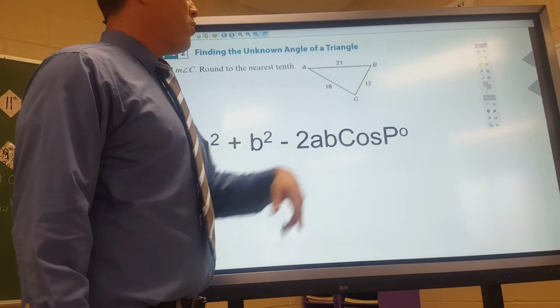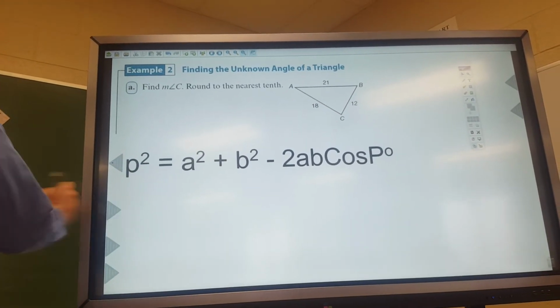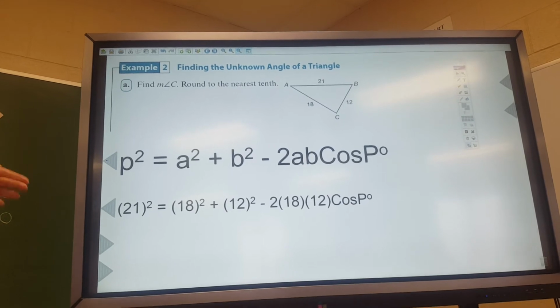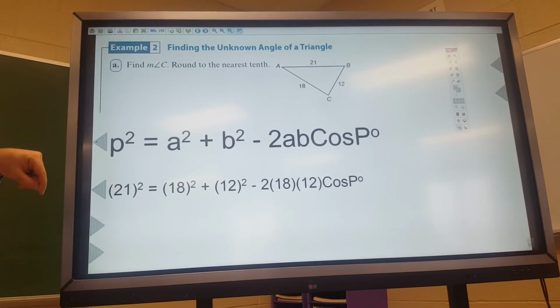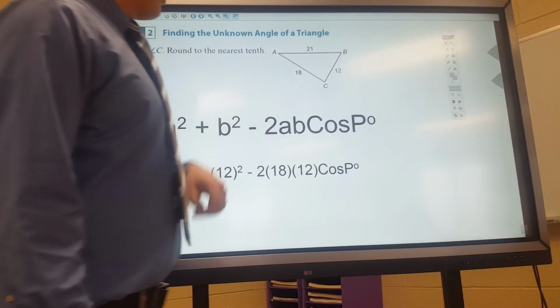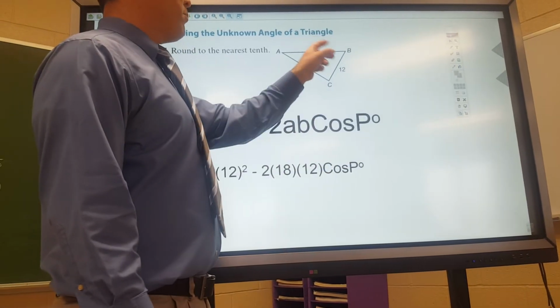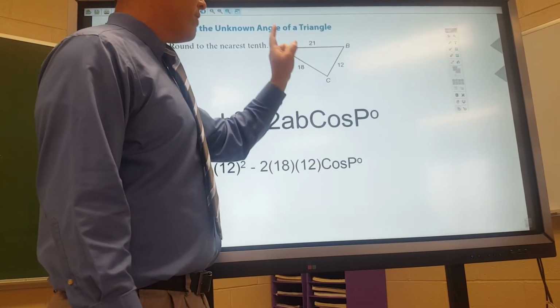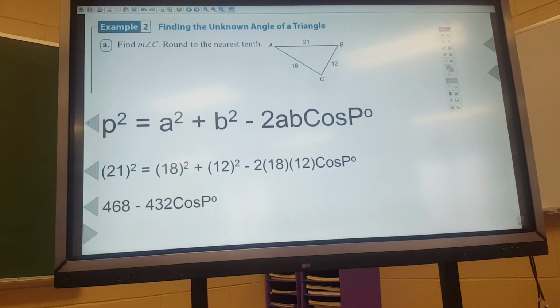If I use one of the other ones, I'm not going to find angle C, and I'm going to cause more work for myself. So you see here, I just plugged that in. 21 squared. It needs to be that one there. Then the other two sides, plug those in where they go. Cosine of P, or really I should have put C, because we're being more specific. We are actually finding C. We can do that later, but if you get confused by that.